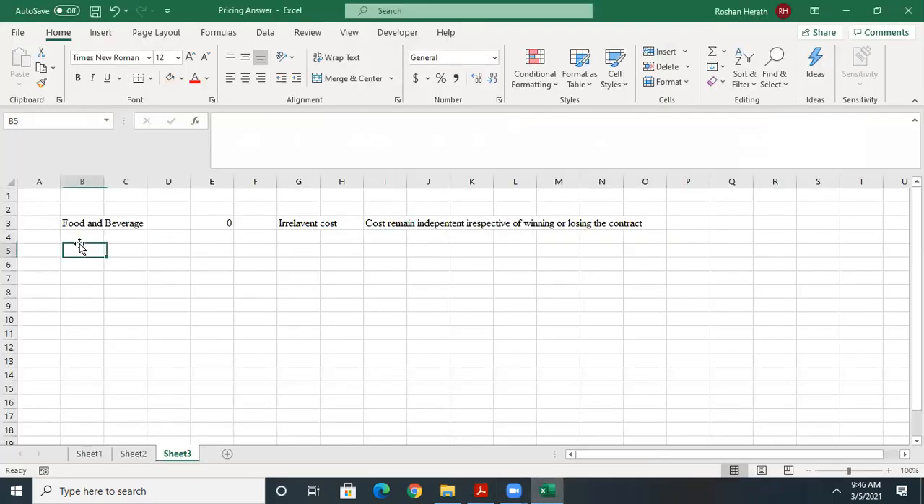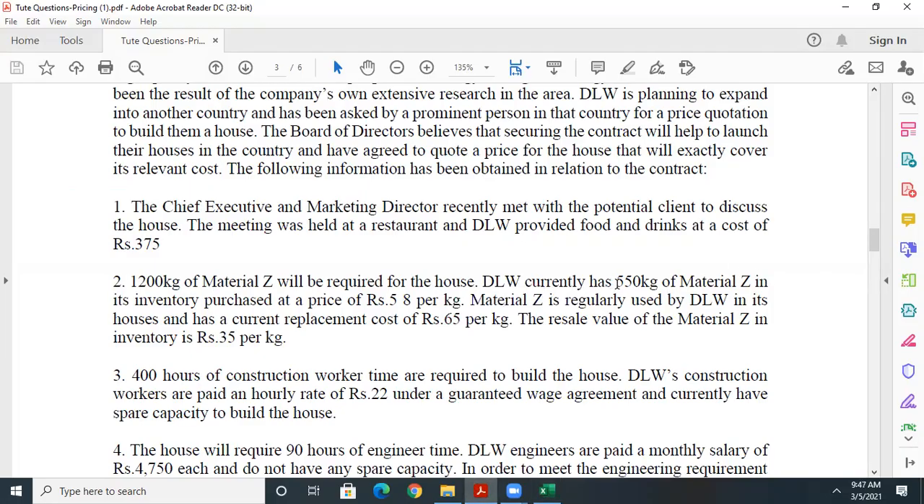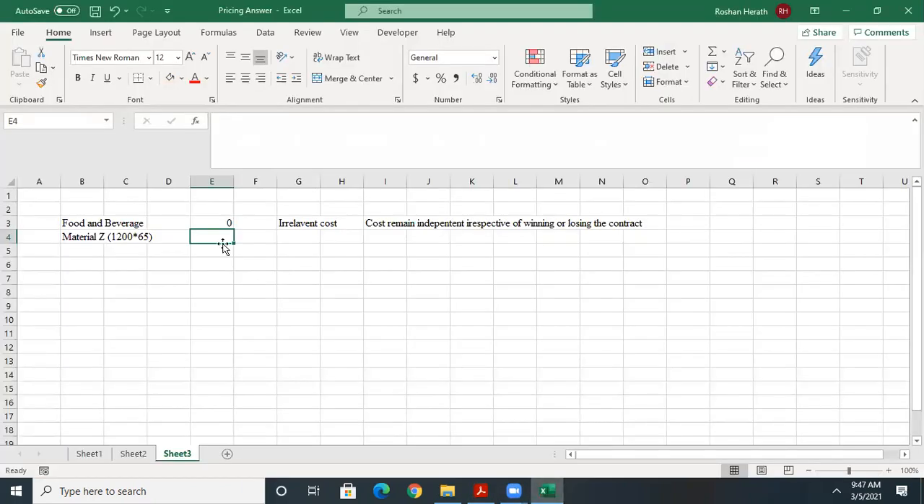So the entire 1,200 kilograms must be valued at material Z. It takes 1,200 kilograms, and each has to be valued at rupees 65. Though the question says that 550 kilograms remain in the inventory which you had purchased at 58 per kilogram, if you use this material you need to again purchase them because it's a material that you use constantly. So therefore when it comes to that decision, you need to think about the replacement cost. So therefore this is the relevant cost. Take the material at the replacement cost.